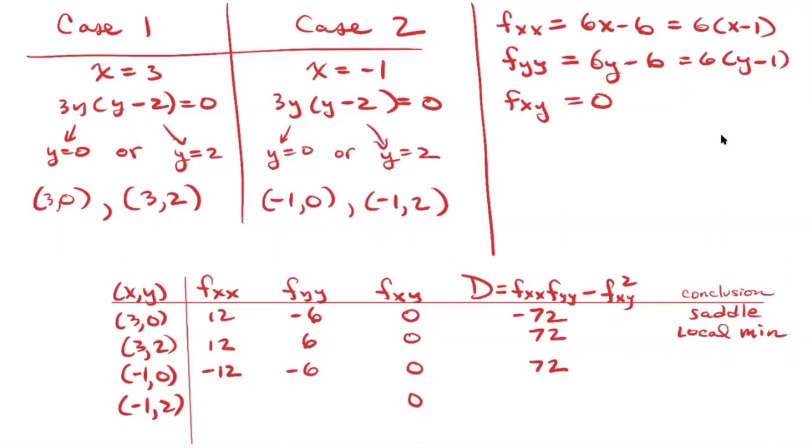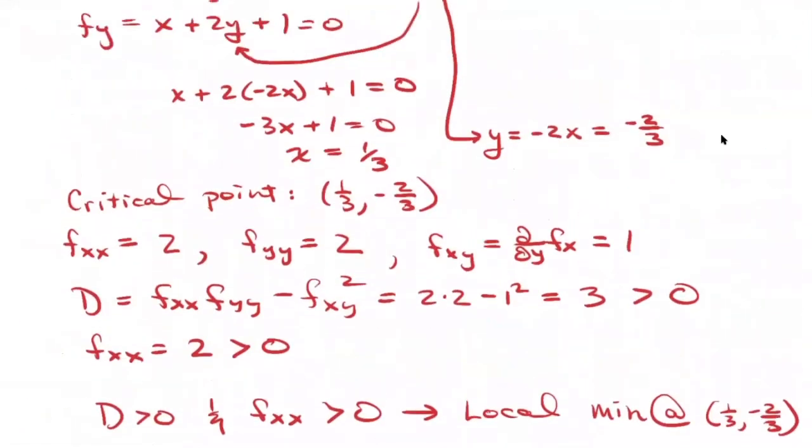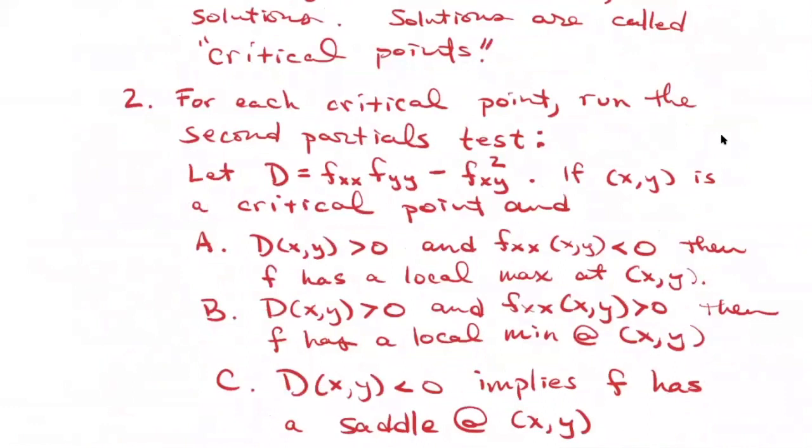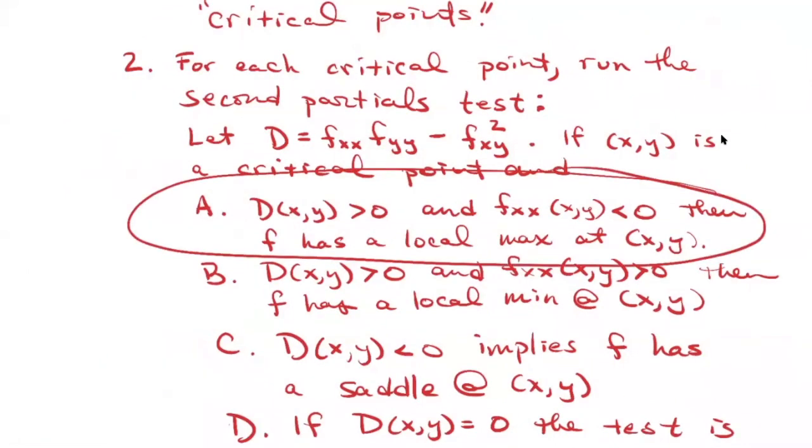So d is positive and fxx is negative over here. So just to remind you, when d is positive and fxx is negative, that's a local max.